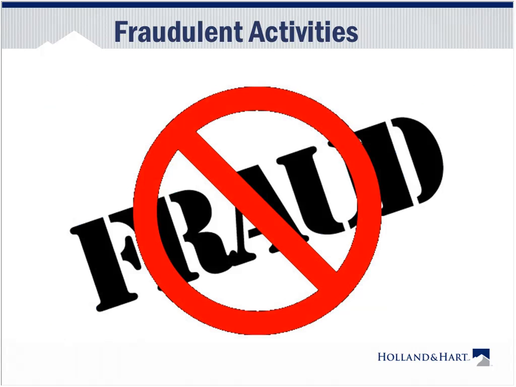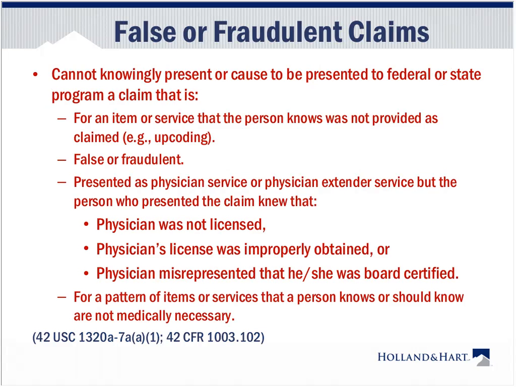So let's talk about those fraudulent activities. There's a whole series of provisions in the civil monetary penalty laws that deal with false or fraudulent claims. You cannot knowingly present or cause to be presented to a federal or state program a claim for an item or service that the person knows was not provided as claimed, for example, upcoding. Also, if that claim is presented as a physician service or a physician extender service, but the person who presented the claim knew that the physician was not licensed, the physician's license was improperly obtained, or the physician misrepresented that he or she was board certified.